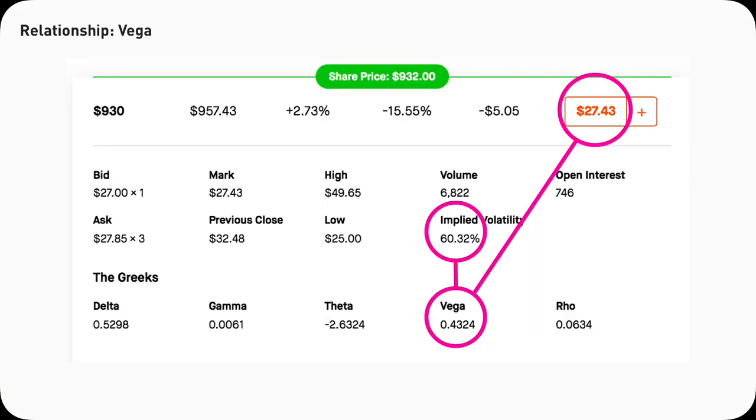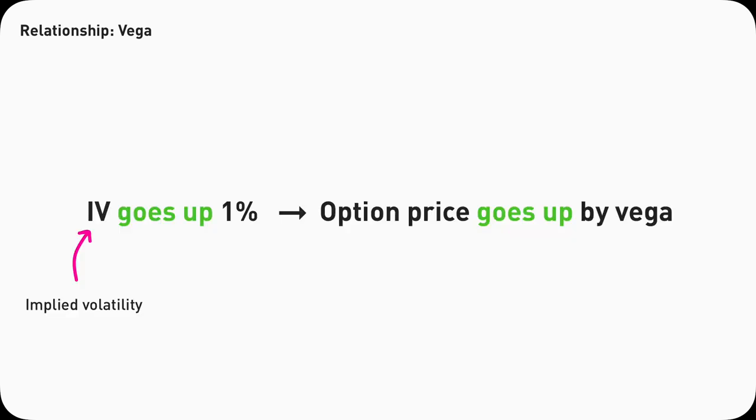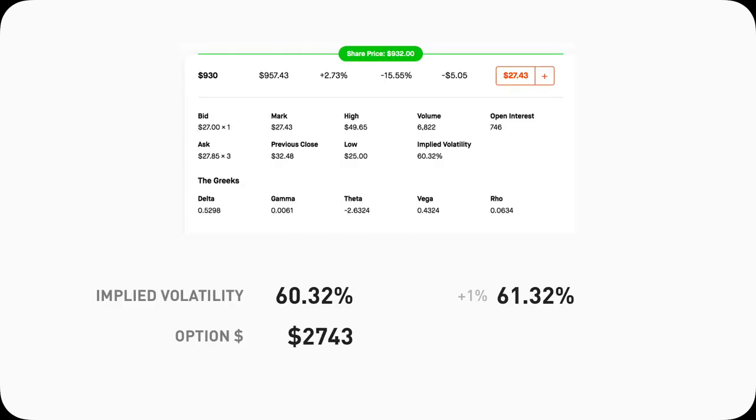So those three things are linked: implied volatility, Vega, and option price. Vega basically tells us how much the price of the option will change based on every 1% change in the implied volatility. So in the same example, if its implied volatility goes from 60.32% to 61.32%, a 1% increase, this call option price will go from $27.43 to $27.86. Assuming the stock stays flat, time hasn't changed, etc.